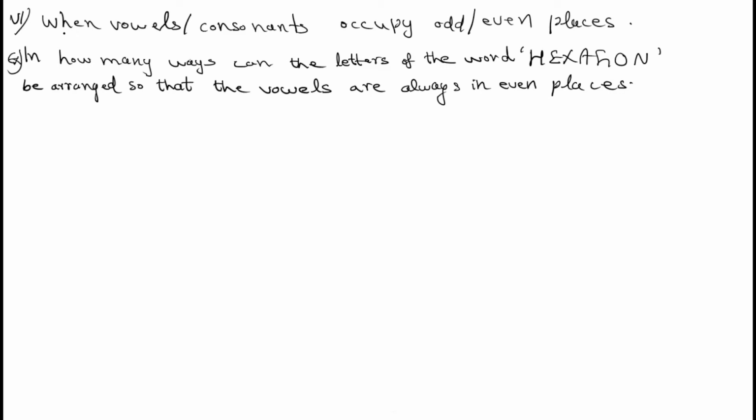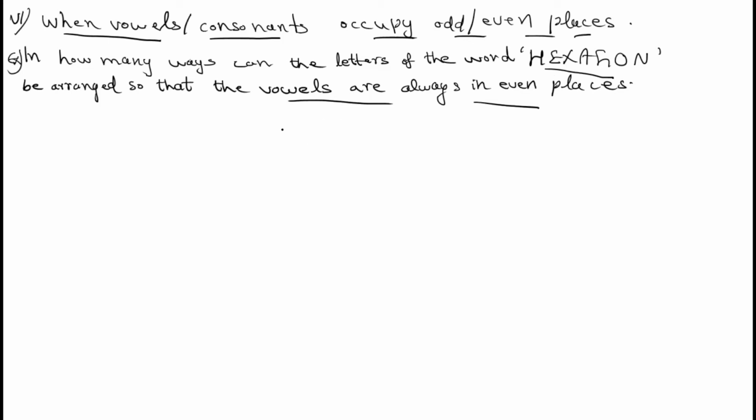The next type is when vowels or consonants occupy odd or even places. One word will be given, and the question will be to find the number of arrangements when vowels are in odd places, or when all the consonants are in even places. Likewise they will ask. So see the example. In how many ways can the letters of the word HEXAGON be arranged so that vowels are always in even places? Clear? You need to make an arrangement such that vowels are always in even places.